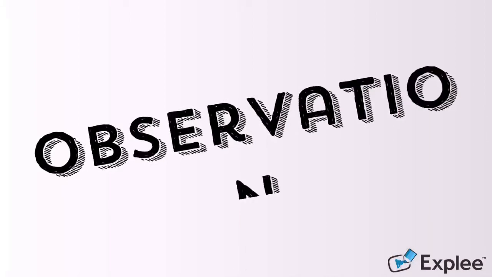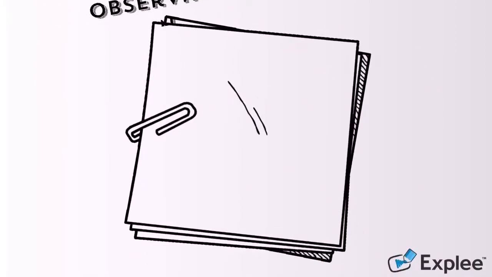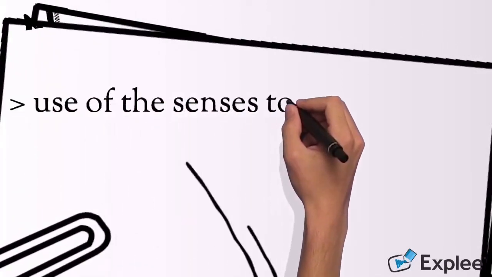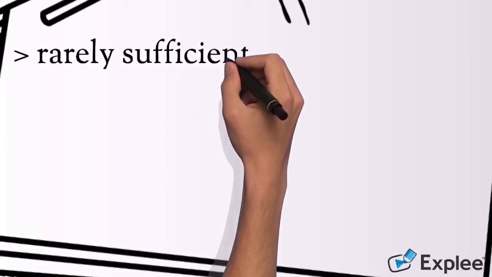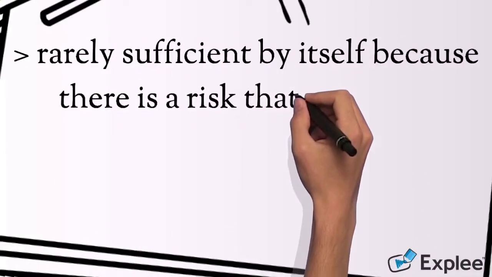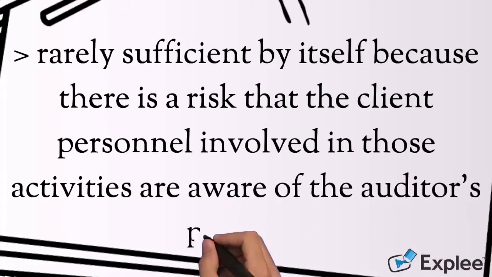Observation. Use of the senses to assess certain activities. Rarely sufficient by itself because there is risk that the client personnel involved in those activities are aware of the auditor's presence.